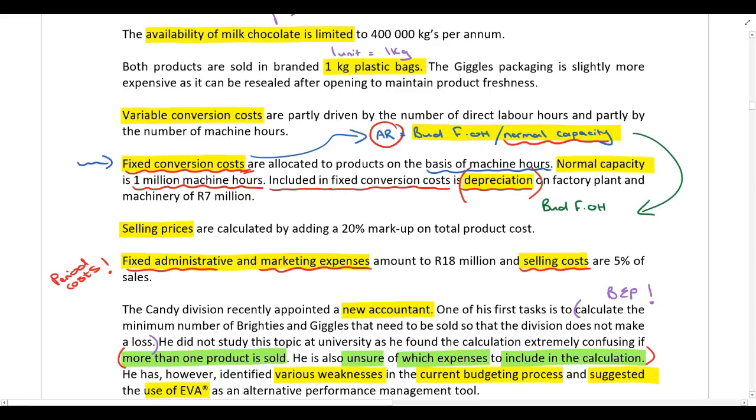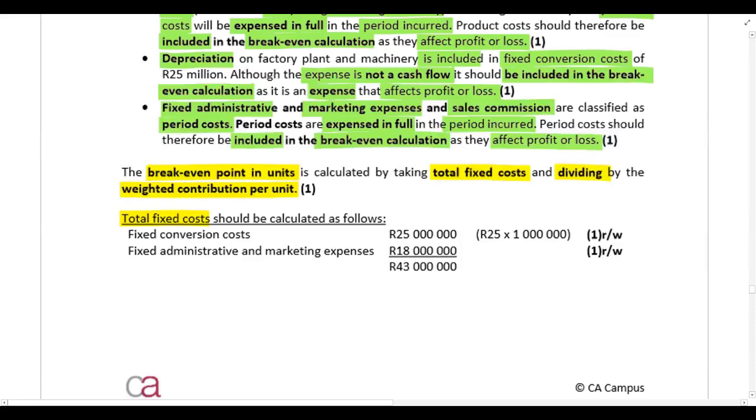If we make that the subject of the formula, you can calculate the budgeted fixed overhead by taking your allocation rate and multiplying by normal capacity. So we take the allocation rate of 25 Rand per machine hour, we multiply by 1 million machine hours, and that gives us a fixed cost of 25 million Rand.